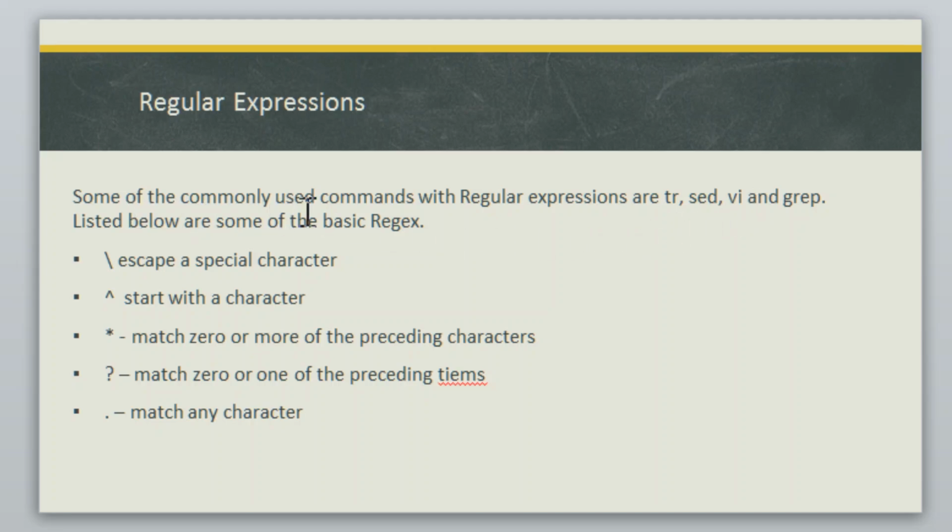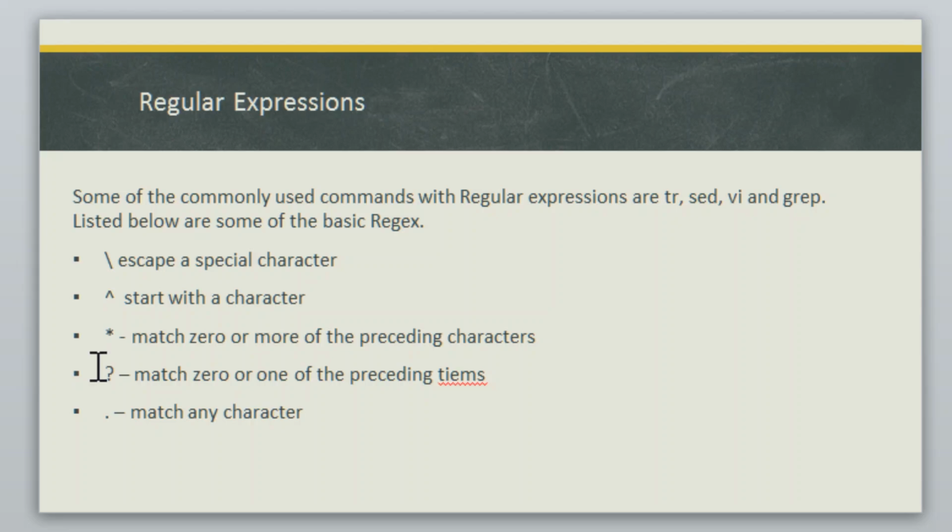Below we have listed some of the basic regex. We have the backslash, which escapes a special character. We have the caret symbol, which anchors to the start, so find everything that starts with a character. We have the splat or star symbol, which will match 0 or more of the preceding characters. Now if we put that star before a word of characters, it says, hey, find everything that ends in this. If we put the star after certain characters, it'll say, hey, find everything that starts with this.